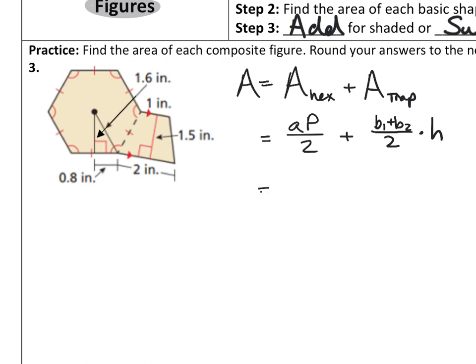If we look at the hexagon, the little a stands for the apothem. What is the apothem for this shape? It would be 1.6. Yeah, we have this arrow coming in here. So our apothem is 1.6. What did the P stand for in this formula? The perimeter. Okay, to find perimeter, we need to take the side length and multiply it by the number of sides. How many sides does a hexagon have? 6.